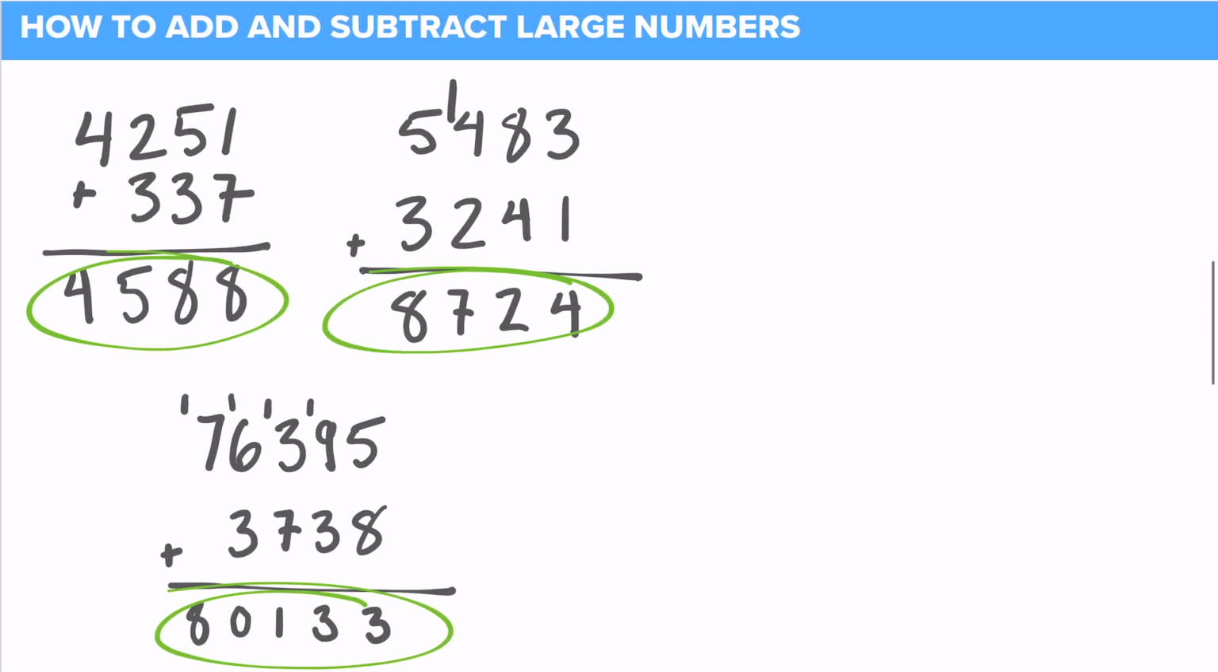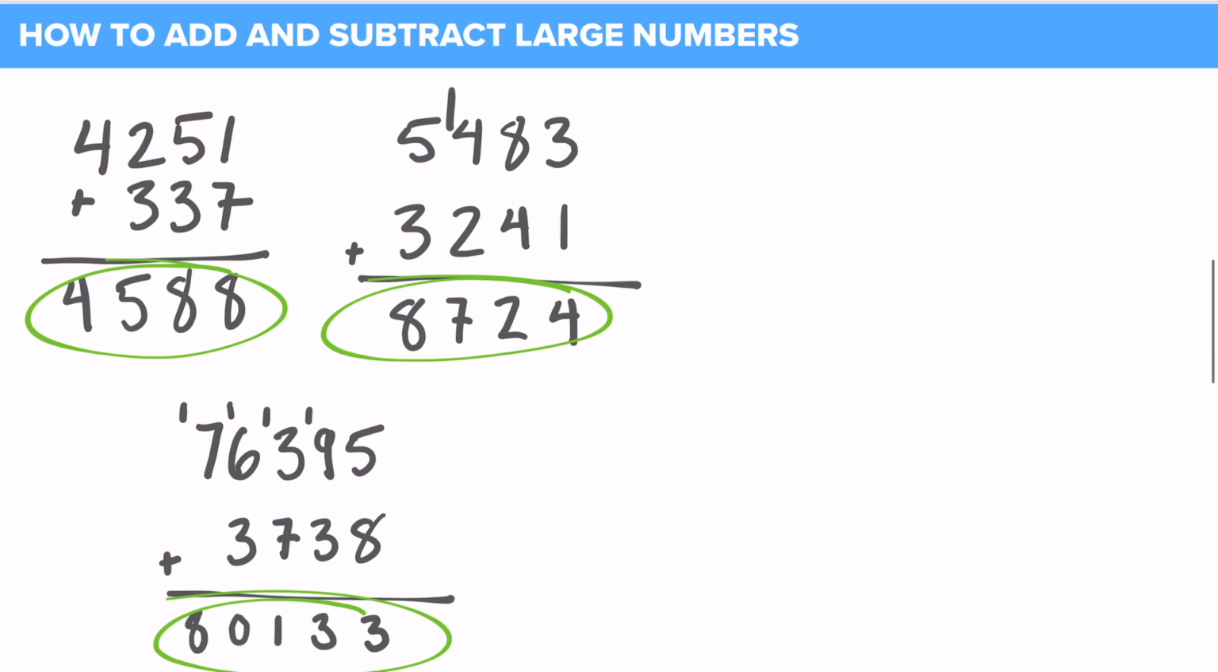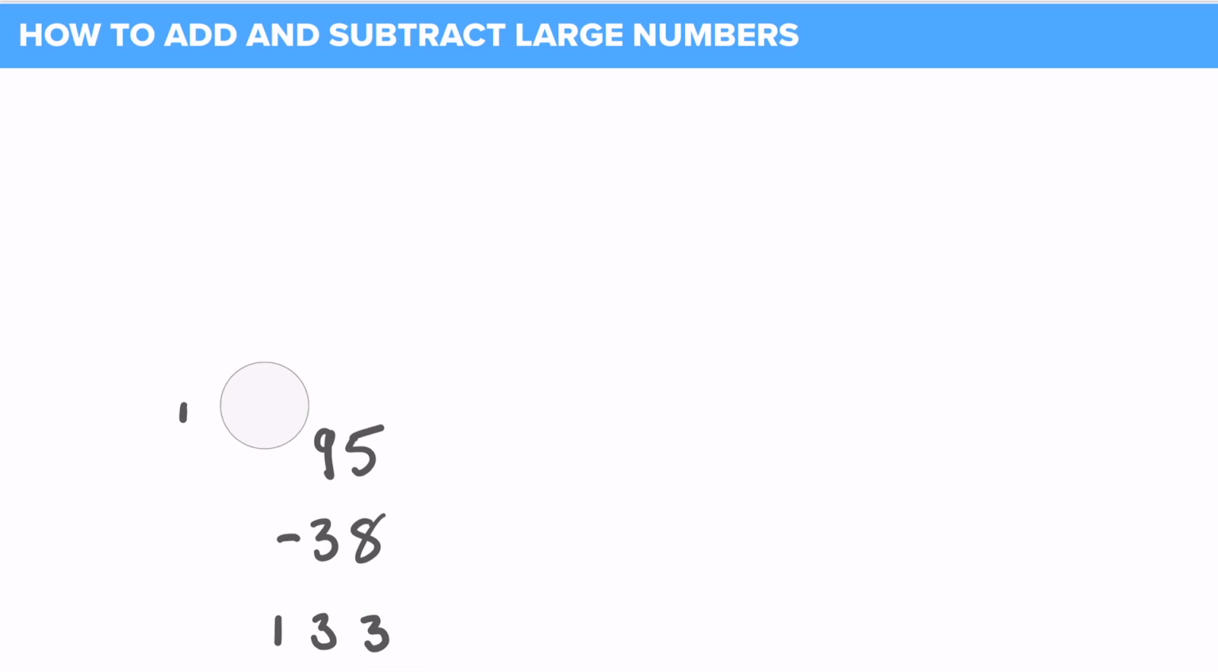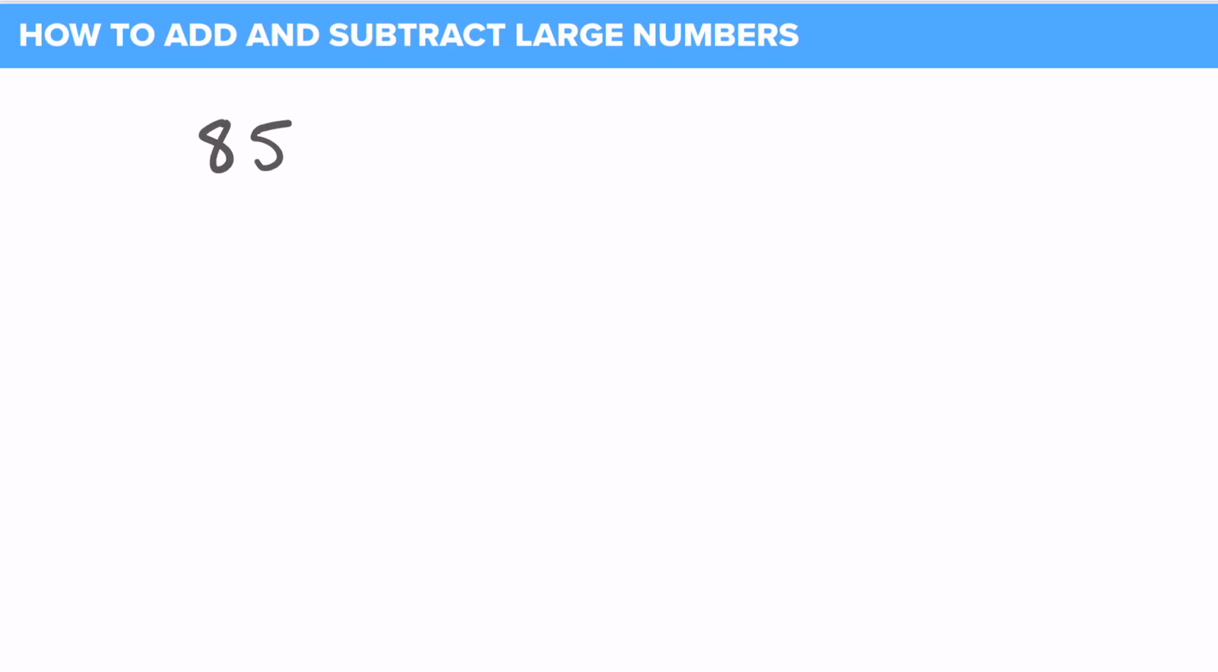80,133. Let's talk about doing subtraction now, kind of the reverse process of this. How do we do subtraction with large numbers? Well, we'll start off easy. Let's do 8,564 minus 6,322. This time we're doing subtraction, so I'm going to write a minus sign there. But the process is very similar.